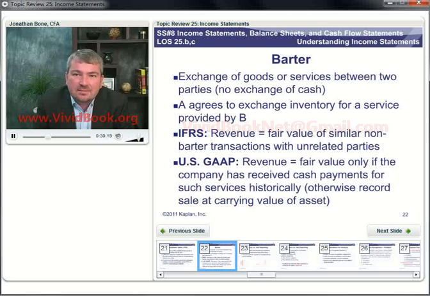Notice revenue equals the fair value, but only if the company has sold these goods for cash in the past. If it hasn't, instead, the sale is recorded at the carrying value of the asset that's been exchanged.